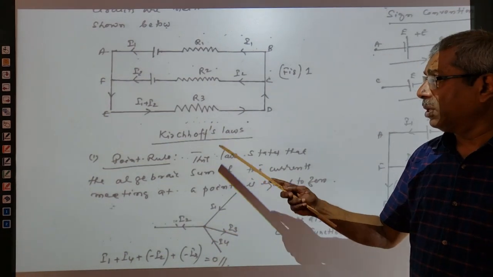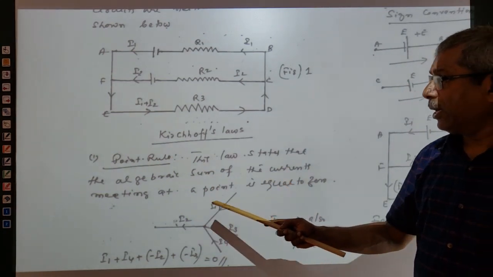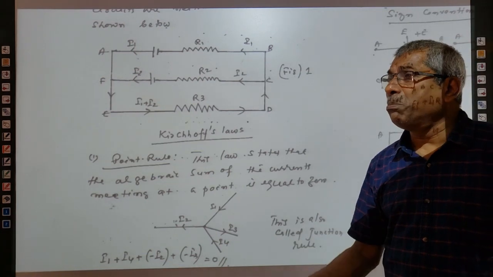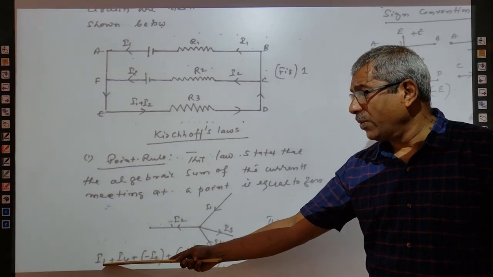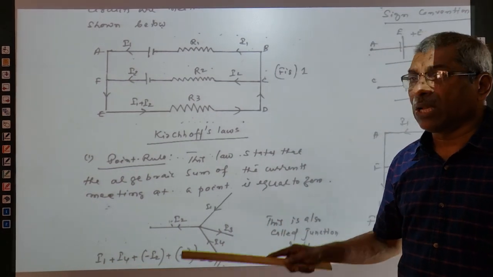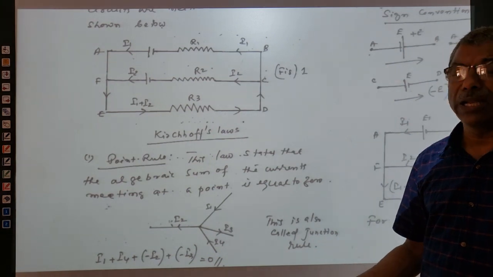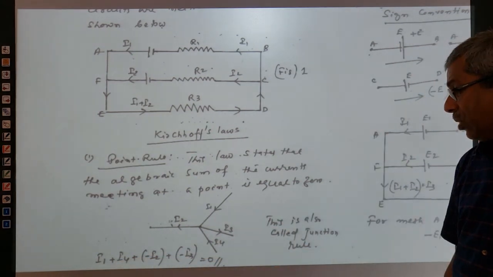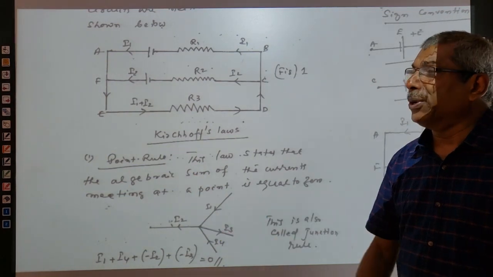So according to Kirchhoff's point rule, also called Kirchhoff's junction rule, the algebraic sum of the currents meeting at a point is equal to 0. That is I1 plus I4, because coming currents are taken as positive and going currents are taken as negative. The algebraic sum is always equal to 0. So this is what we call the point rule.